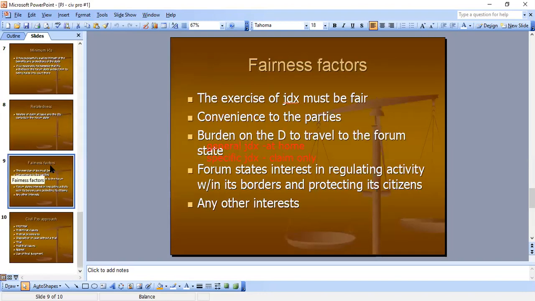So let's go to the fairness factors. The exercise of jurisdiction must be fair. We're going to balance these: convenience to the parties, burden on the defendant to travel to the forum state, the forum state's interest in regulating activity within its borders and protecting its citizens, and any other interest. So this is where we balance all of these. We use the facts and we balance the fairness factors. Is it fair to bring that defendant into the court? Okay. Lots of MBEs on all of this stuff. The more you do, the more you just see how they all come into play.